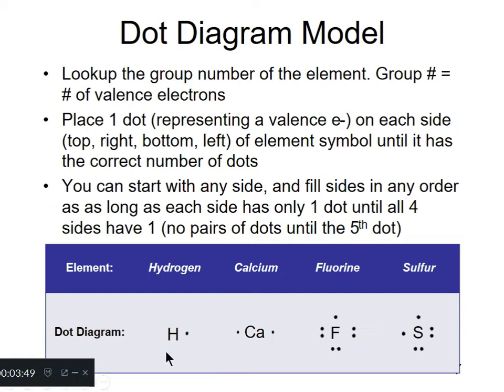So hydrogen would look like an H with 1 dot. Calcium would look like a Ca with 2 dots. And again, these 2 dots could be on the left and the top, or on the bottom and the top, or the left and the right. It doesn't matter which 2 sides. When I'm done, a proper calcium dot diagram should have 2 sides with 1 dot each, and 2 sides that are empty. Fluorine has 7 dots, 3 sides with 2 dots, and 1 side with 1 dot. Sulfur has 6 dots, 2 sides with 2 dots, and 2 sides with 1 dot.